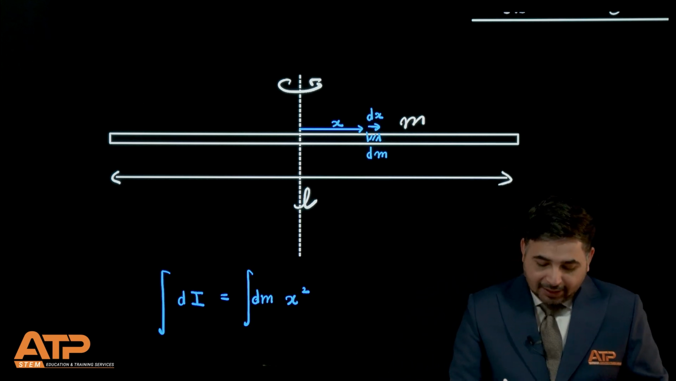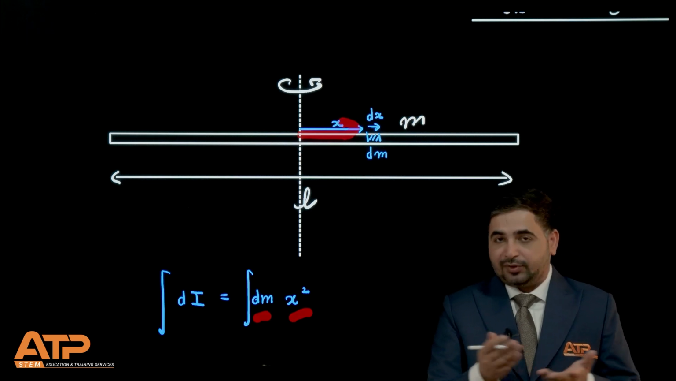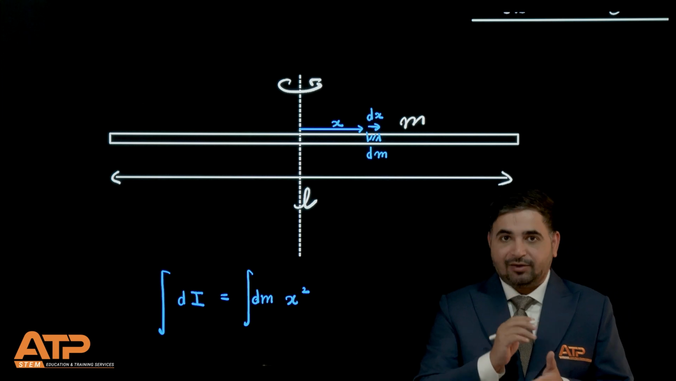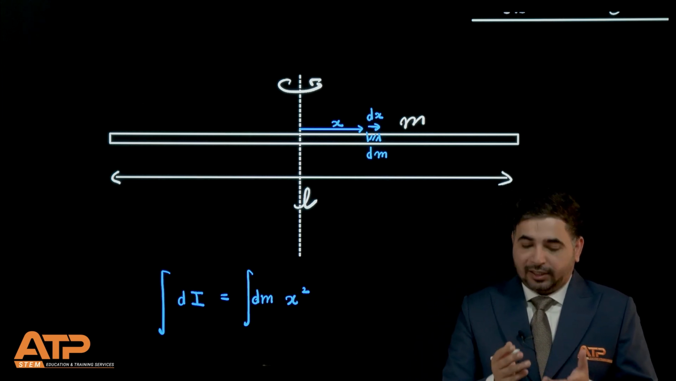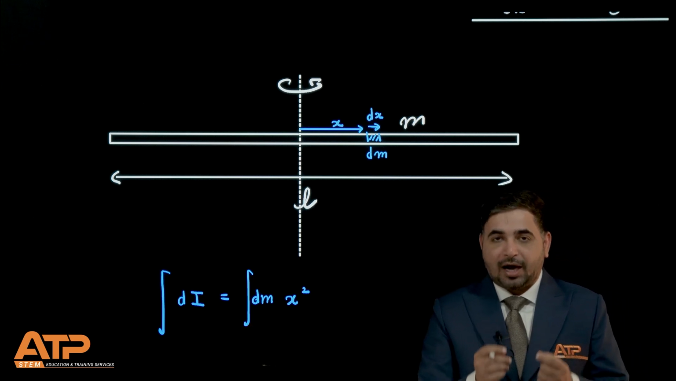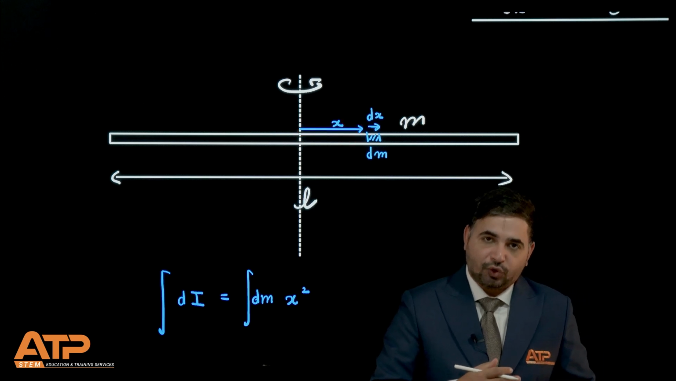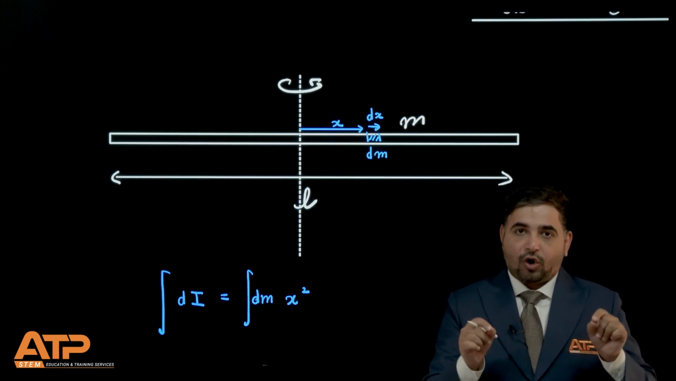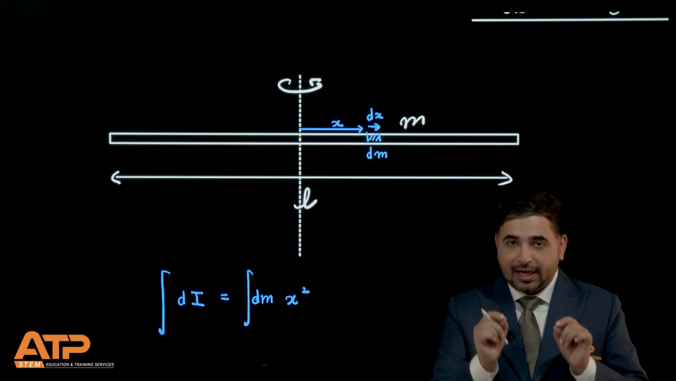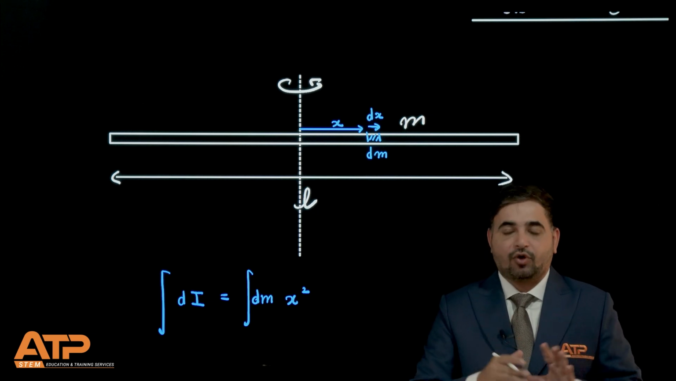But we can't integrate x with dm. x is one type of variable, m is a different type of variable. We need to have this equation in terms of a single variable. So we need to find a relation between x and m. How is mass related to this distance? Here the assumption is going to be that this rod has uniform linear mass density. The way mass is spread out along the length of this rod is uniform.